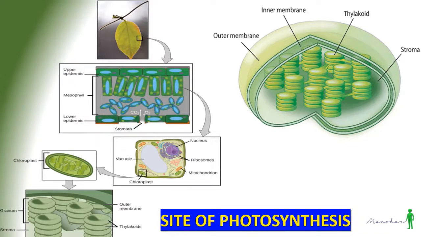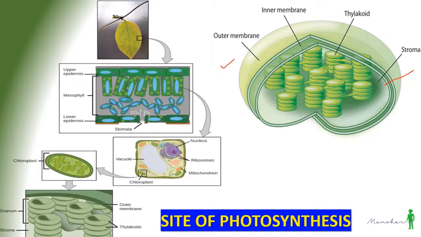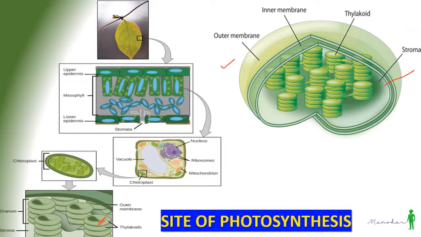The site of photosynthesis. Where does this photosynthesis occur? Photosynthesis occurs in double membrane bound chloroplasts. Double membrane bound chloroplast cell organelles. Chloroplast consists of stroma, grana, the grana thylakoids, and stroma lamellae. These thylakoids in turn contain photosynthetic pigments.